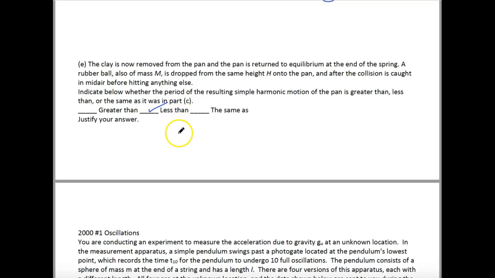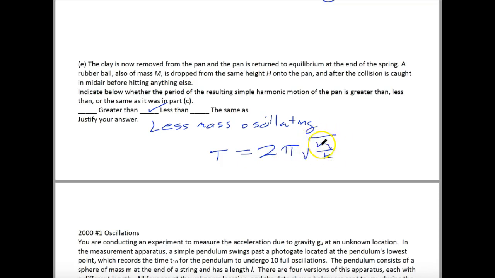Now, why is the period less than? It is because in the second case, there is less mass oscillating. And because there is less mass oscillating than in part C, we know that we can use the equation T is equal to 2 pi times the square root of m over k. If there's less mass, then you will have a period that would be shorter. K is going to stay the same, 2 pi is going to stay the same, but because you have less mass oscillating, then the period will decrease.